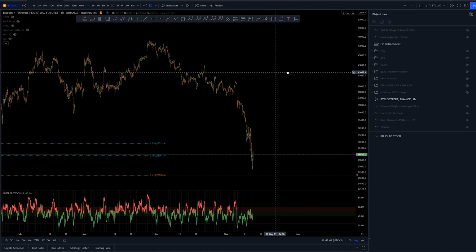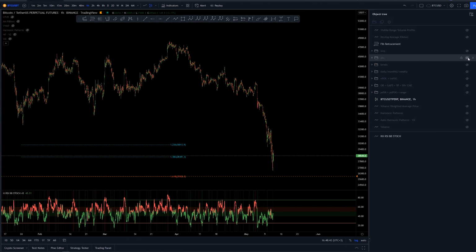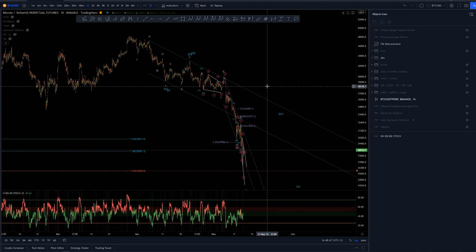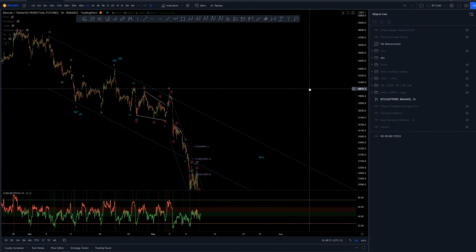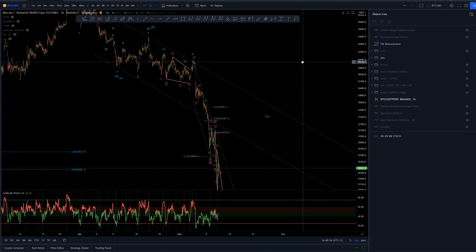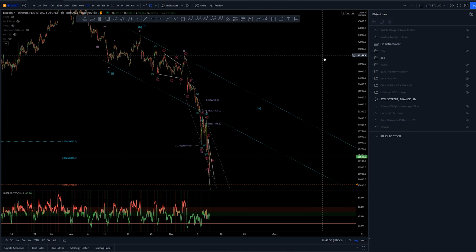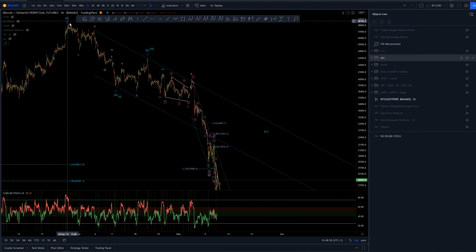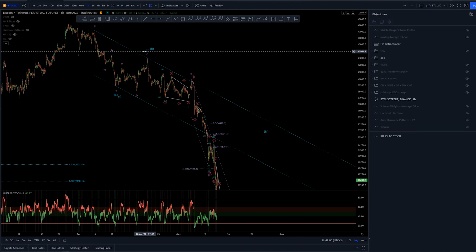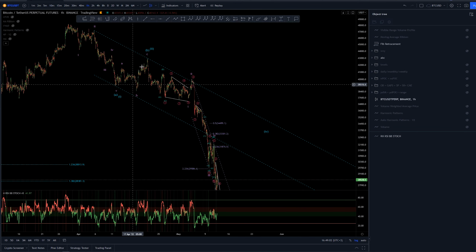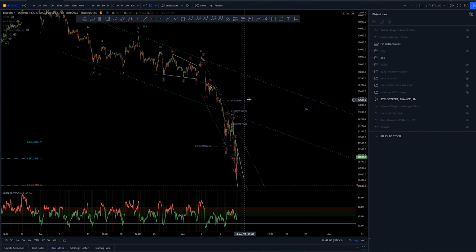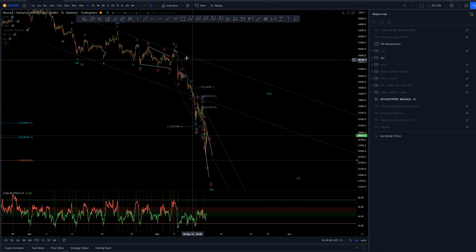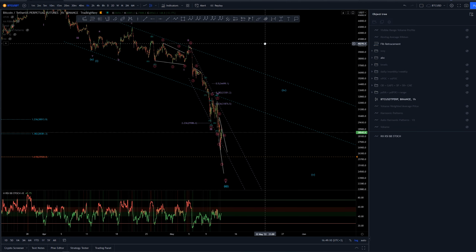Now, let's check out some possibilities here on the lower time frame. This is the thing that we have been tracking for quite a while now. And again, just to get everyone on board with the same idea, this is either A, B and C, or 1, 2 and 3. Now coming down, we have been coming down really fast here for the third or the C wave.